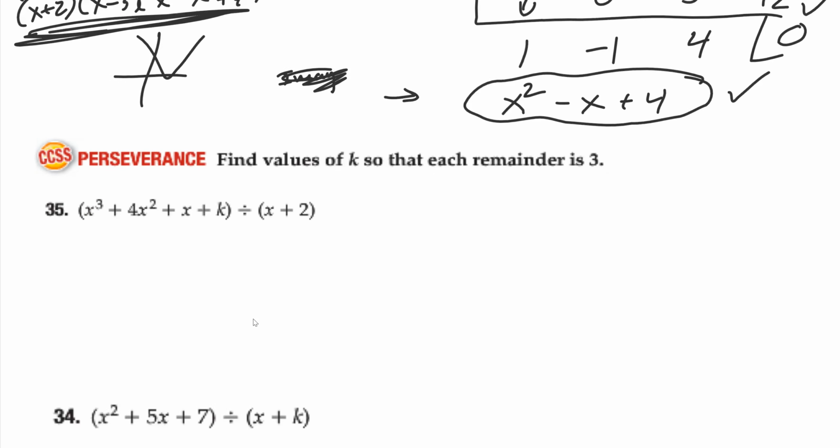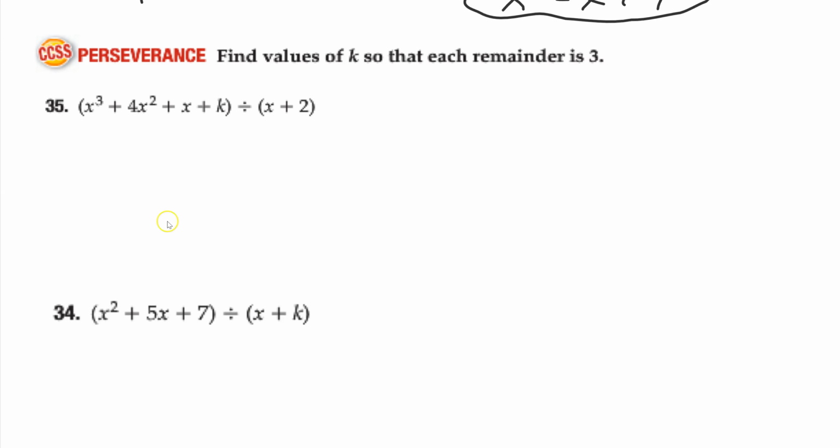Okay, almost done. Look, this one's fun. Look at what this problem wants us to do. Find the values of k so that each remainder is 3. So the remainder is 3. So we're saying when I divide this by that, the remainder is 3. So how do we do this?